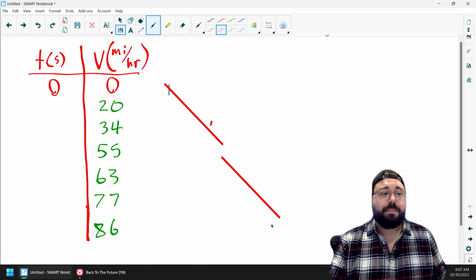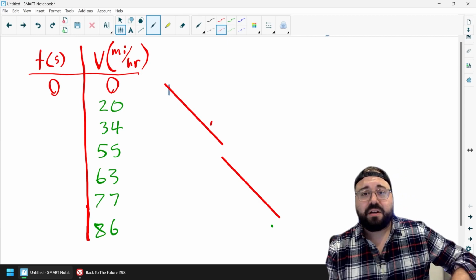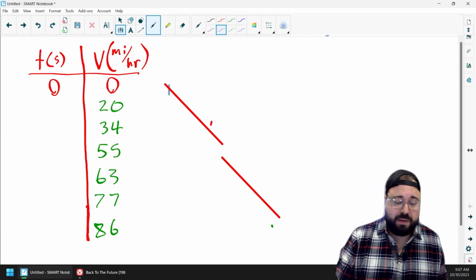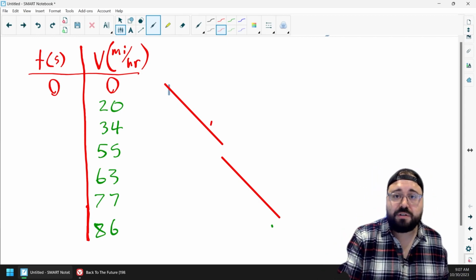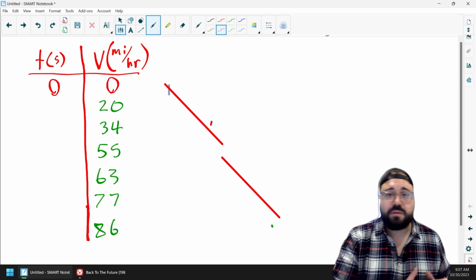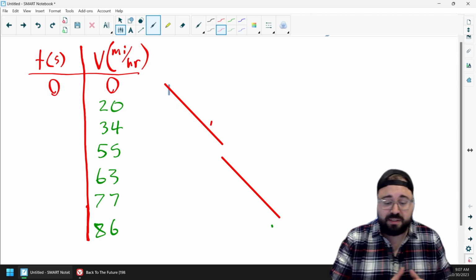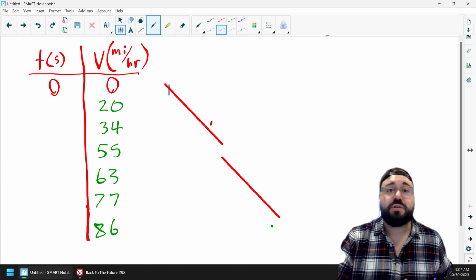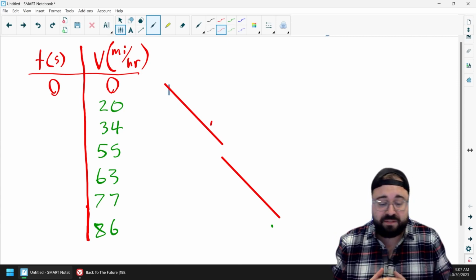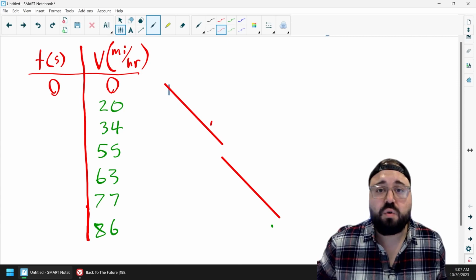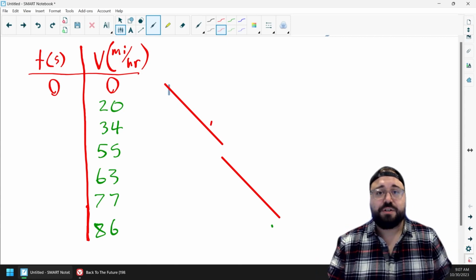Now, you might be thinking, how am I going to do this, right? So you're going to have your team of people. One person's going to start their stopwatch at 0, stop it at 20. The other person's going to start their stopwatch at 0, stop it at 34 miles an hour. Another person's going to start their stopwatch at 0, stop at 55 miles an hour. And you're going to record this data table, but there's an issue.